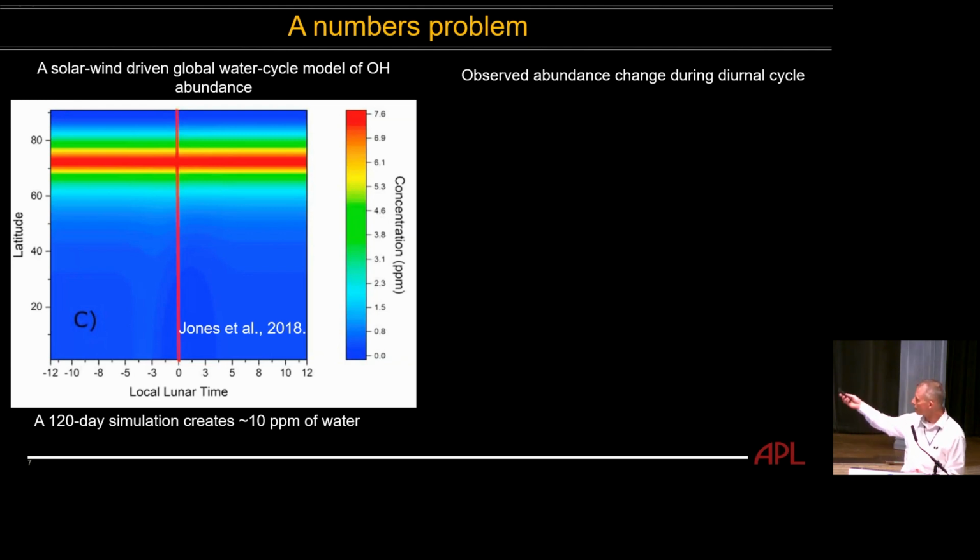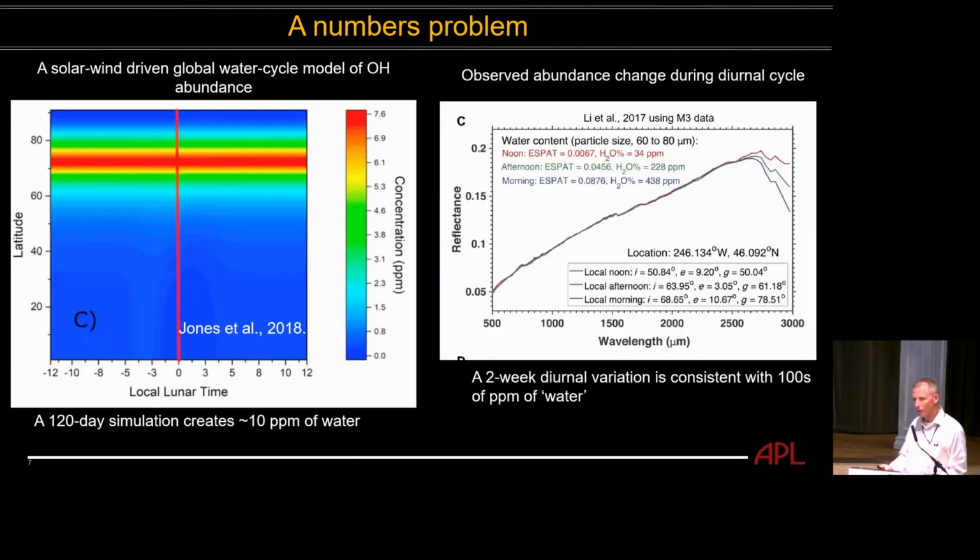But what it does show is that after about 120 days of simulation, you create about 10 ppm of OH that way. Okay, that's the number we're looking at for a multiple diurnal case of OH that's stable at those latitudes. However, what we're modeling in the diurnal variation of OH in the mid-latitudes, where it's shown blue, right, because they're not stable on the left side, is an absorption band change that's consistent with a few hundred ppm, and that's a change in just a couple weeks.